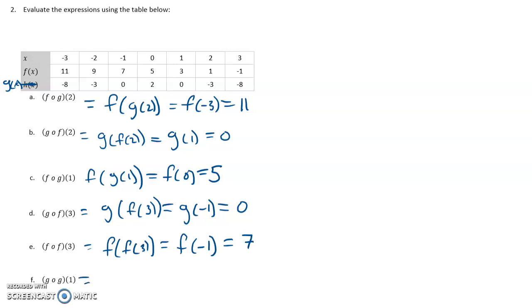And now g of g of 1, we're going to plug 1 into the function g of x. When x is 1, y is 0, or g of x is 0. So now we're going to evaluate the g of 0. And when x is 0, we can see that g of x is 2. So the g of g of 1 is 2.